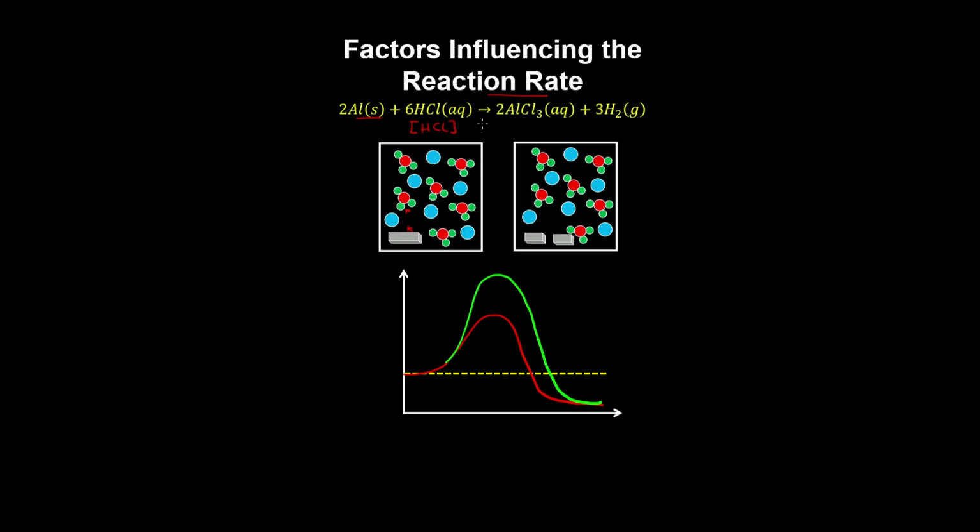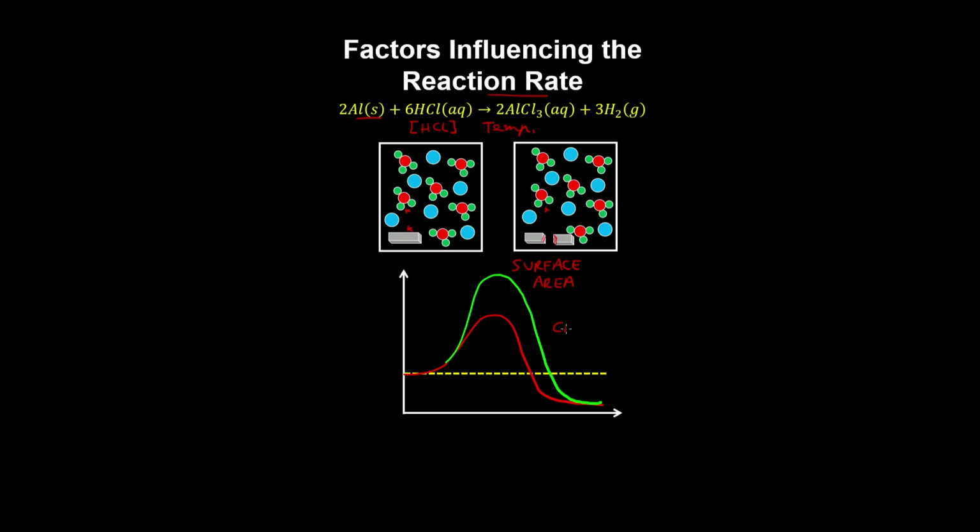Now another factor is temperature. So an increase in temperature causes more collisions between the molecules and the aluminium solid, and thereby increases the rate of the reaction. And another factor is surface area. So if you break the aluminium bar into two, you have more aluminium atoms on the different sides of these bars that can collide with the hydronium ions, and this thereby increases the rate of the reaction.